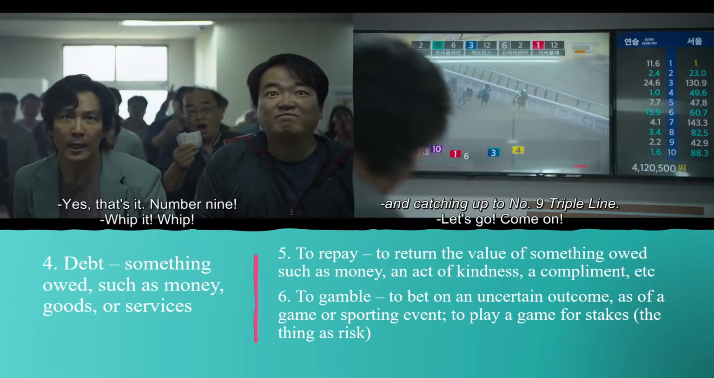Number 4, debt. You can pronounce this word with the B sound, or you can pronounce it like debt without the B, sort of in the French pronunciation. It's usually easier for people to hear the sound correctly if you add the B. So either way, however you prefer, but I do recommend adding the B. Number 4, debt. Something owed, such as money, goods, or services.